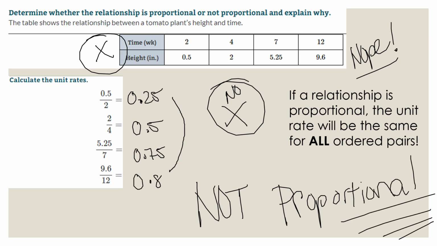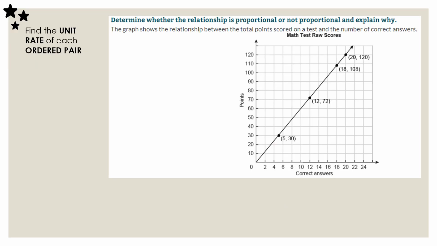Okay? So remember, all of the unit rates must be exactly the same number for a relationship to be proportional. Okay, guys, and let's see. We want to determine whether the relationship is proportional or not proportional and explain why.